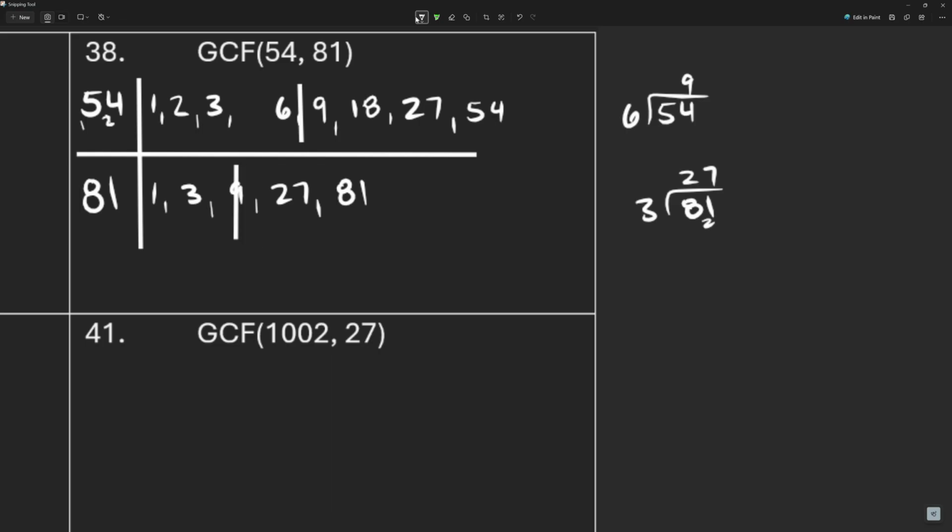But we can get rid of these lines because they're irrelevant to us now. And so we can see what's our greatest common factor. It looks like 27. 27 is our greatest common factor. I wouldn't have guessed that. Neat. Cool.